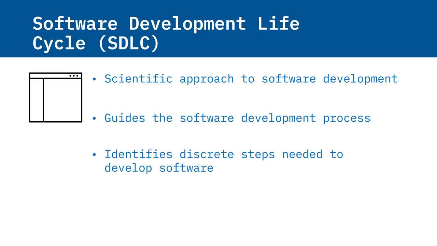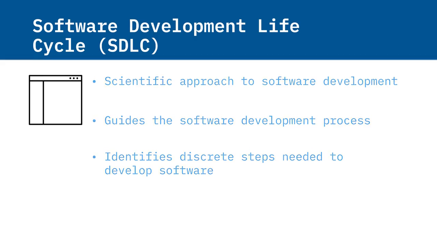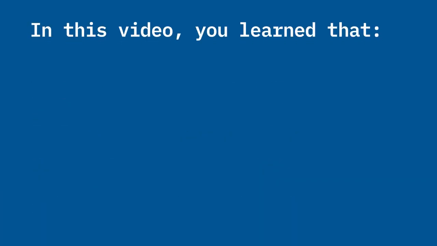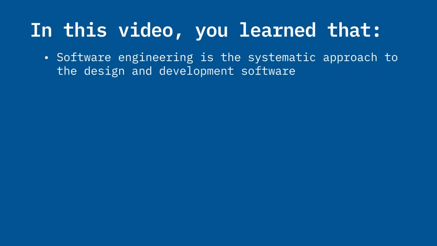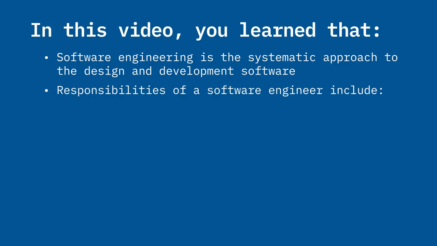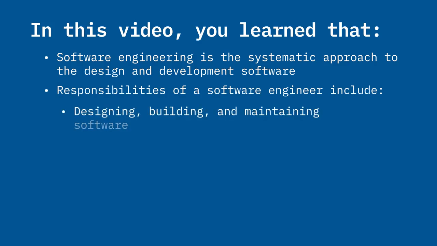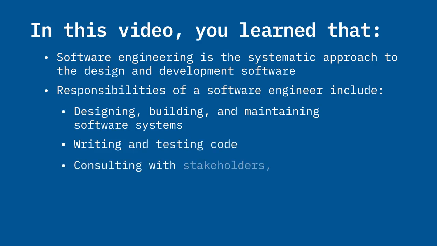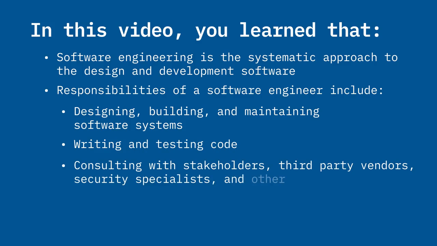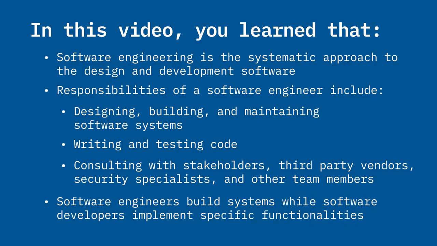Later in this module, we will discuss the SDLC, the traits of high-quality software, and roles common in the field of software engineering. In this video, you learned that software engineering is the systematic approach to design and development of software. Responsibilities of a software engineer include designing, building, and maintaining software systems, writing and testing code, and consulting with stakeholders, third-party vendors, security specialists, and other team members. And finally, software engineers build systems while software developers implement specific functionalities.